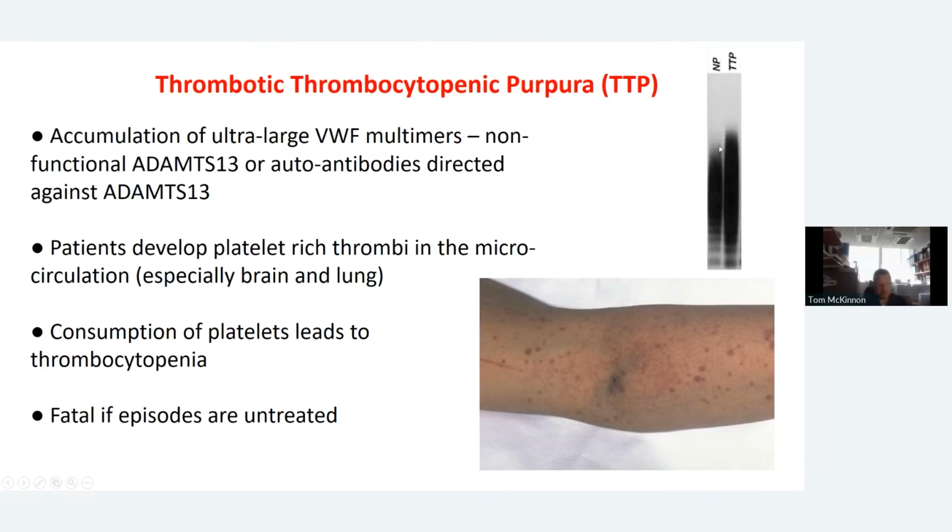So coming back to these gels that we can run, this is what we would expect a normal person to have in their plasma. This is a kind of normal range of multimers. But what you can see in a patient with TTP, those larger multimers, not only are they increased, but they're much higher. Okay, so there's a massive increase in the ultra-large VWF species. Now, these patients develop platelet-rich thrombi, and the consumption of platelets due to excessive VWF binding the platelets leads to thrombocytopenia, and unfortunately, if untreated, episodes of TTP can be fatal.